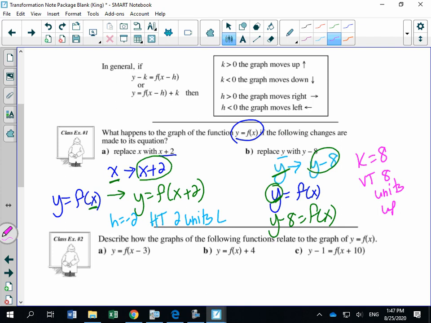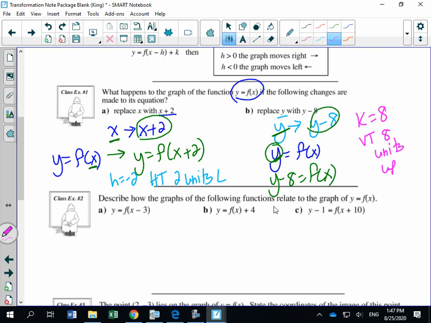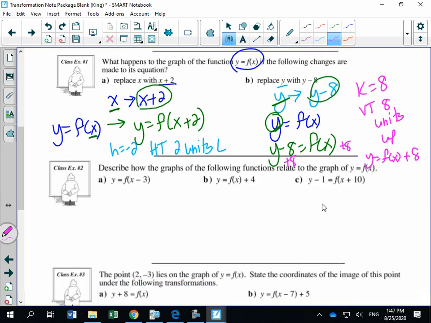Some students, until they get good at this, will need to isolate their y, right? And they'll need to say, okay, I've got to get rid of that -8. I've got to add 8 to both sides. y is equal to f of x, which is our function, plus 8, right? That's my k value, which is a vertical translation, 8 units up. Okay, so that's what replacement notation is.